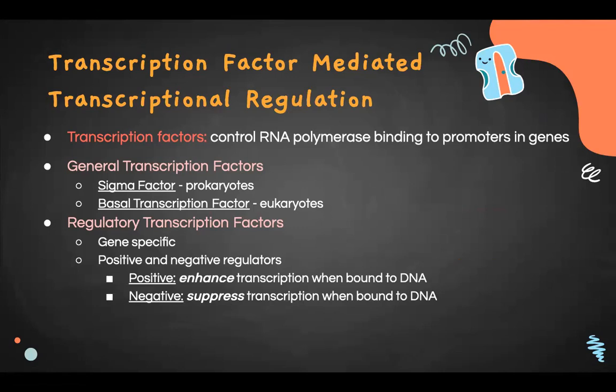And so transcription is from DNA to RNA, but transcription factors control RNA polymerase binding to the promoters in genes. If you didn't know, the promoter is where the polymerase binds on the gene, and then the transcription can actually happen. So RNA polymerase would bind to the promoter and then actually create the RNA from the DNA strand. But the transcription factors are what controls it.